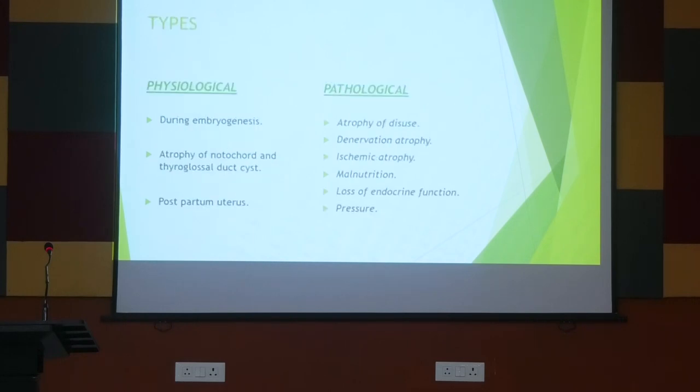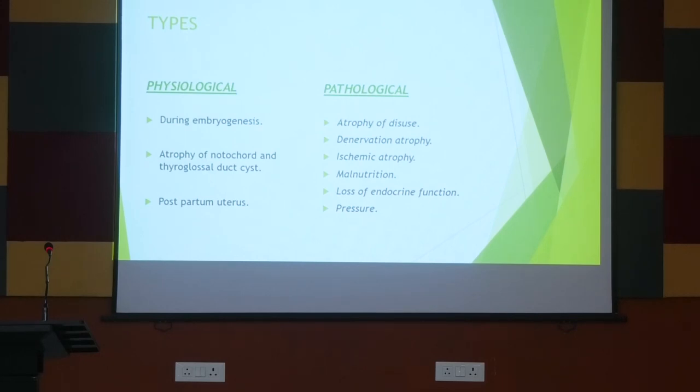Then comes pathological atrophy. So, under physiological: atrophy of the postpartum uterus, notochord, thyroglossal duct cyst, and organs getting atrophied during embryogenesis. These are examples of physiological atrophy.